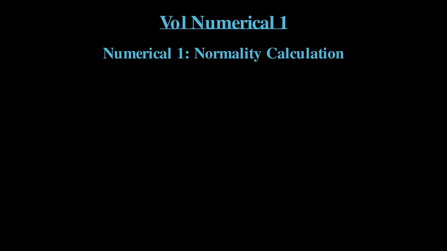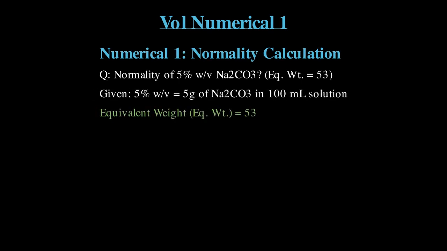Hello students. Let's solve a common numerical problem from volumetric analysis. Here is the question: what is the normality of 5% W/V Na2CO3 solution? Equivalent weight of Na2CO3 is 53. First, let's identify the given information. The term 5% W/V means we have 5 grams of the solute, which is sodium carbonate, dissolved in 100 milliliters of the solution. So, our weight is 5 grams and the volume is 100 ml. The question also gives us the equivalent weight of Na2CO3 as 53.